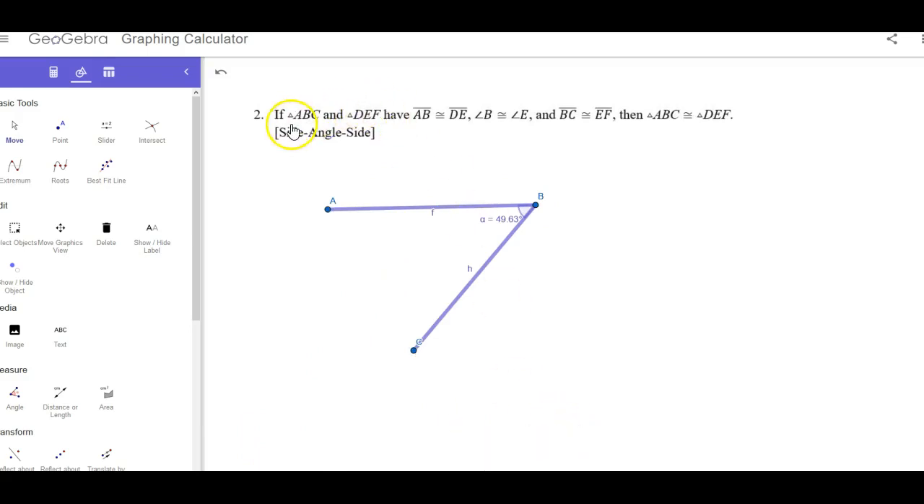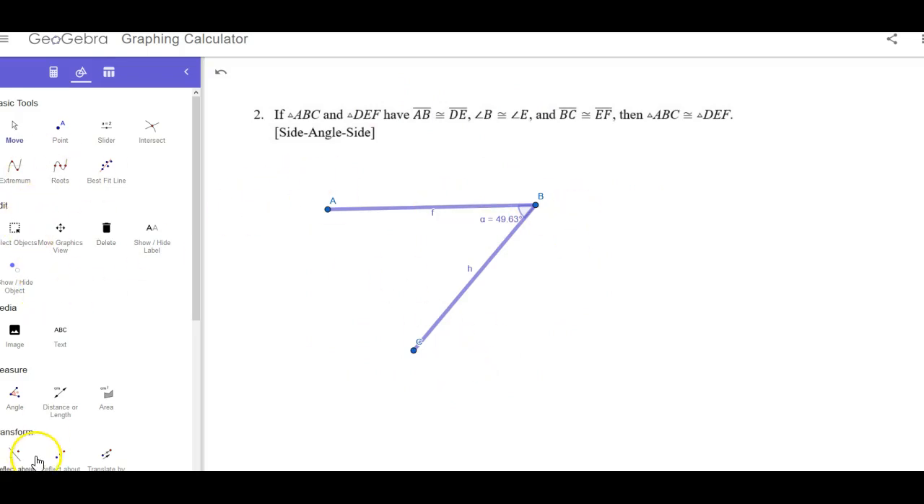Similarly, on number 2, if we have triangle ABC and we're given a set length of AB and a set length of BC, which is congruent in some other triangle, then this triangle ABC is going to be the same as DEF, because there's no other way to create a triangle with these set things that's not going to be the same triangle.